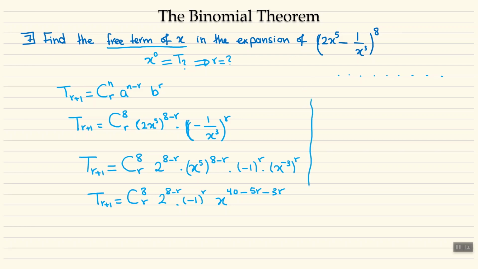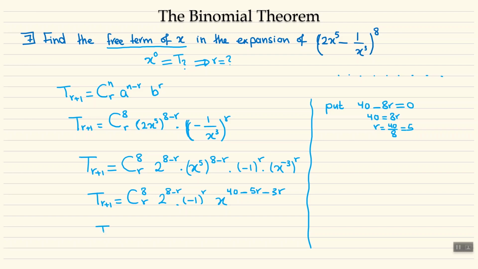Now, I want this long power, which is 40 minus 8r basically, because it's minus 5r and minus 3r. I want it to be how much? I want it to be 0. So if I want it to become 0, this means that 40 is equal to 8r, cancel by 8 both sides. So r is equal to 40 over 8, and that is going to be equal to 5. So we found r. If we have found r, we will come back here.